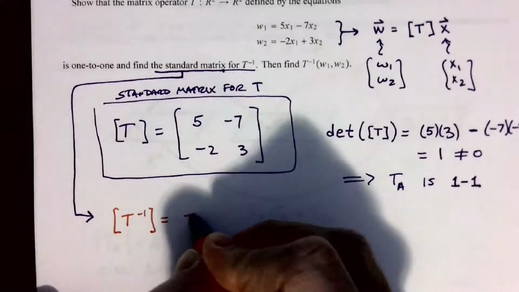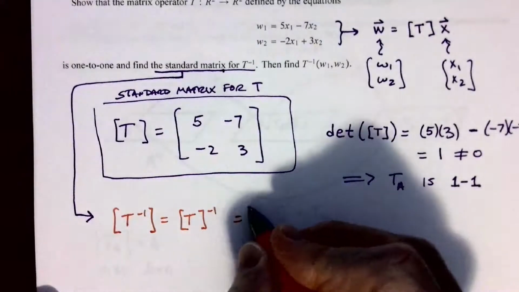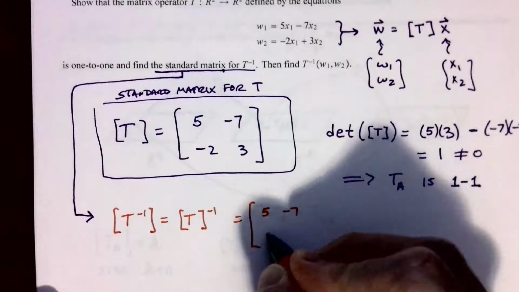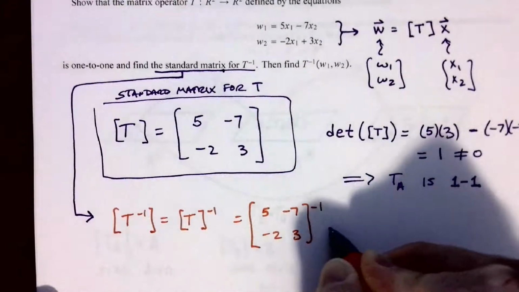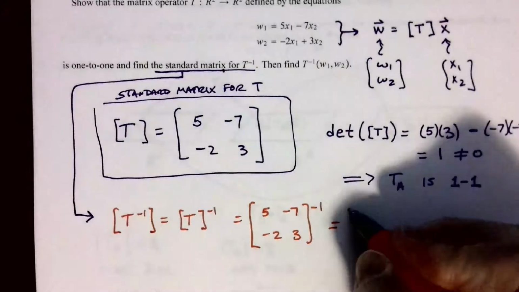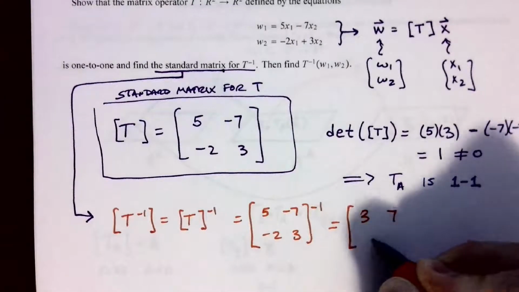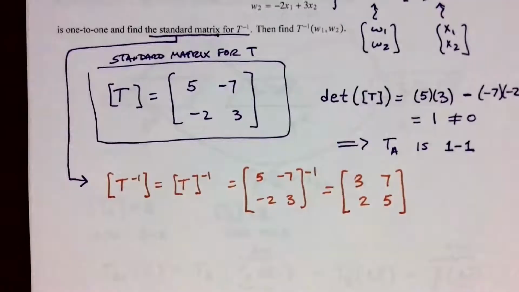Well, it's just the inverse of our standard matrix for the operator. So this is just the inverse of this matrix. Okay. Now we can find this with our calculator. We can crunch that out. There's also that little formula we gave before that we can use, but I'll have you check and make sure that you know that this is the standard matrix for that.